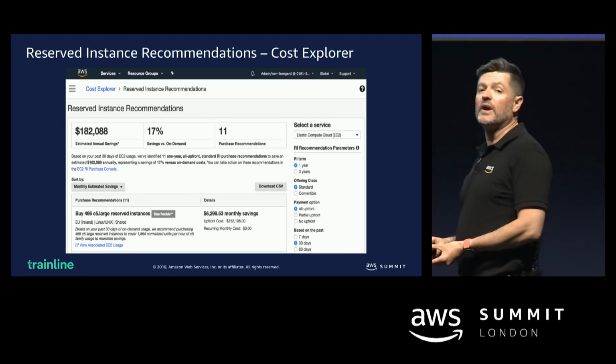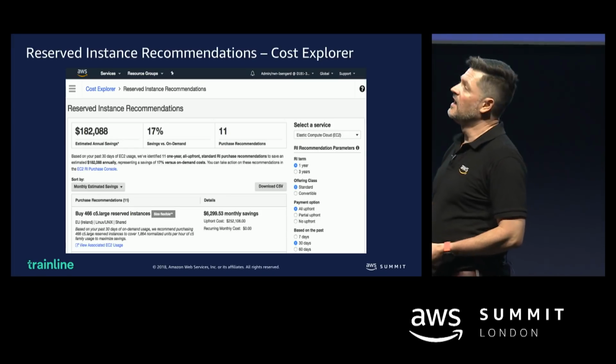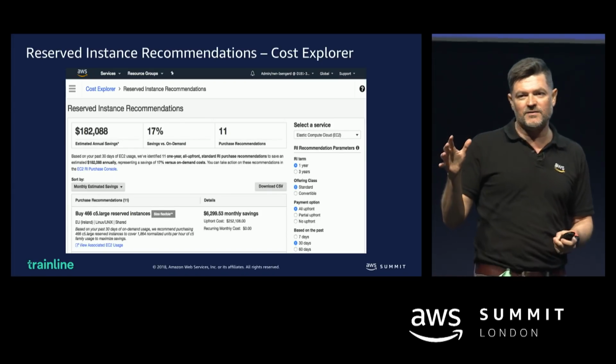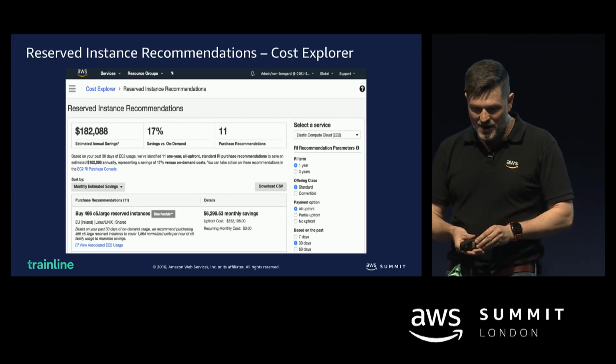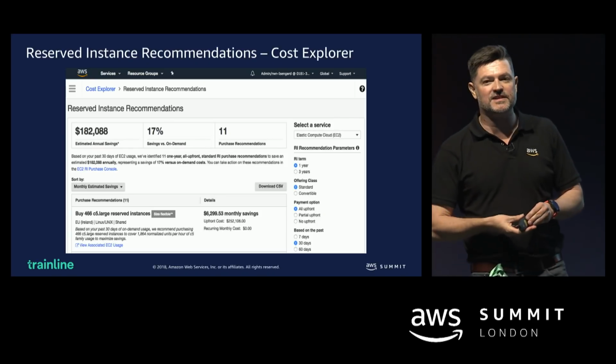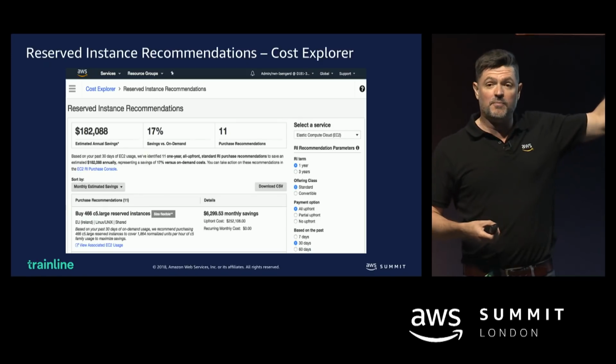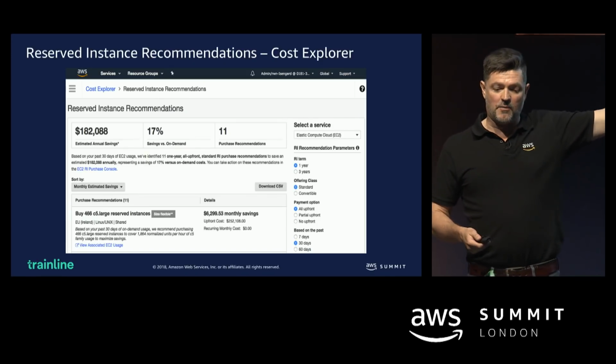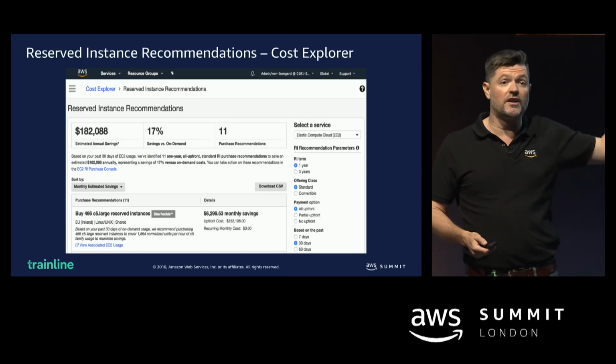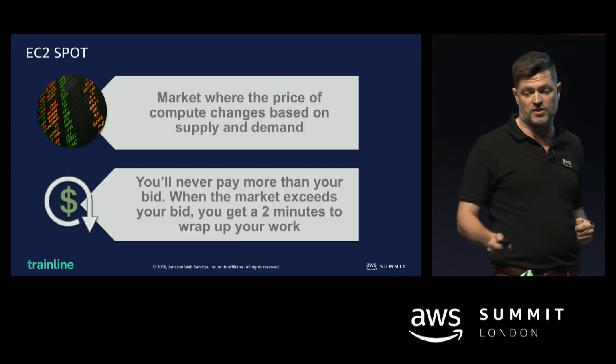And lastly, we have a recommendations engine. Go check it out. It can be a little bit aggressive at times in terms of the recommendations it gives you. Buying 466 C5 large instances is probably not what I'm going to tell my customer, but it's a recommendation, and it breaks it down into a lot of options. Go look at it. It will add value, and it'll give you a good place to start.